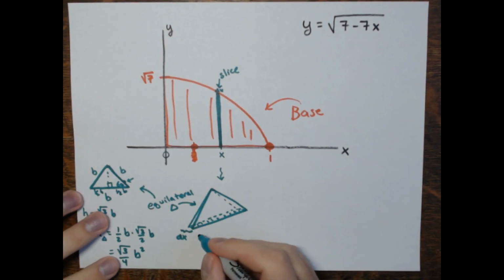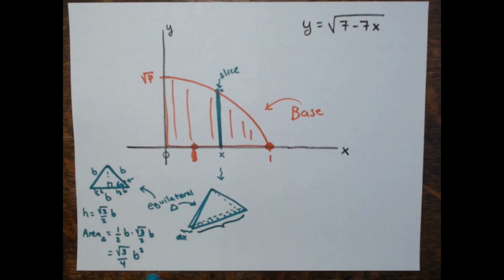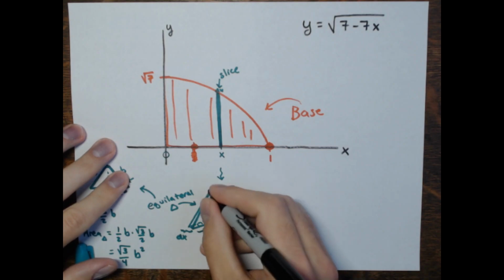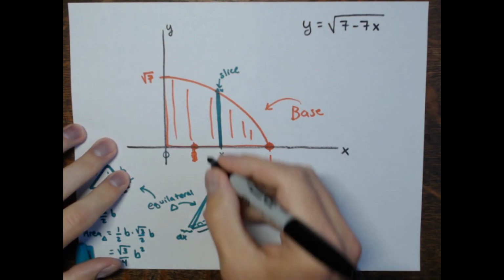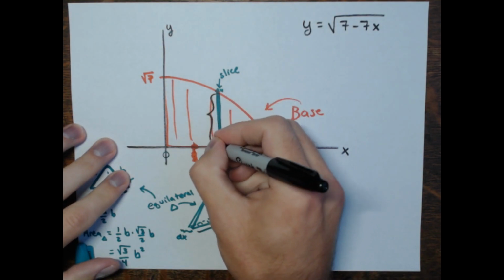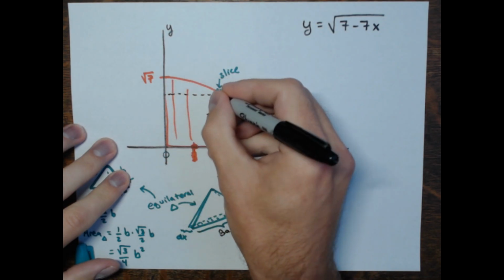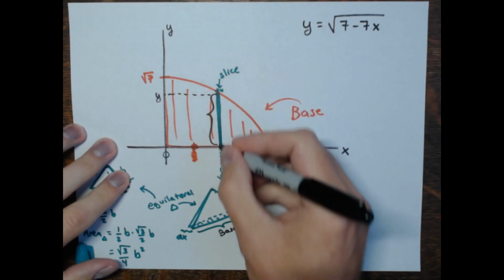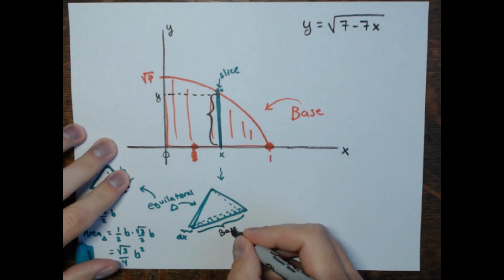So all I need here is to find this base. See how the base, find the length of one side because it's the length of all three sides. The base of this triangle is just the length of my slice, which again is the y coordinate of that point from 0 to y. That'll give me the base of this triangle down here.